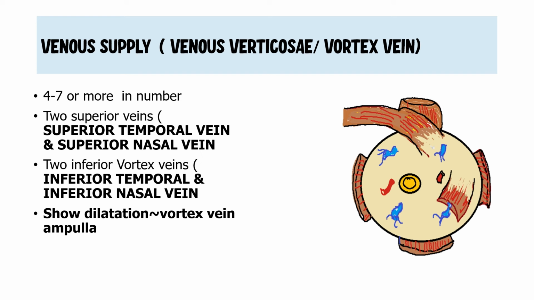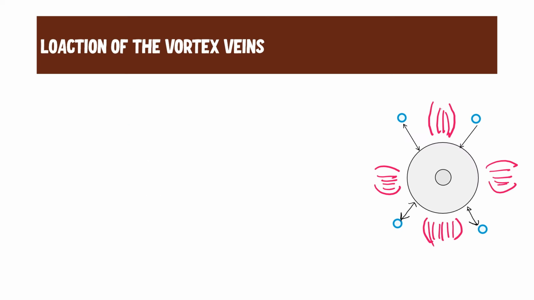Now, there are usually 2 vortex veins in the superior compartment. They are called the superior temporal vortex vein and the superior nasal vortex vein. Here you have the medial one, which is the nasal, and then you have the lateral, which is the temporal. Then you have the inferior vortex veins, similarly the inferior temporal and the inferior nasal veins. Most of the time, these vortex veins can have a dilatation at their ends, and that is called a vortex vein ampulla. Very important.